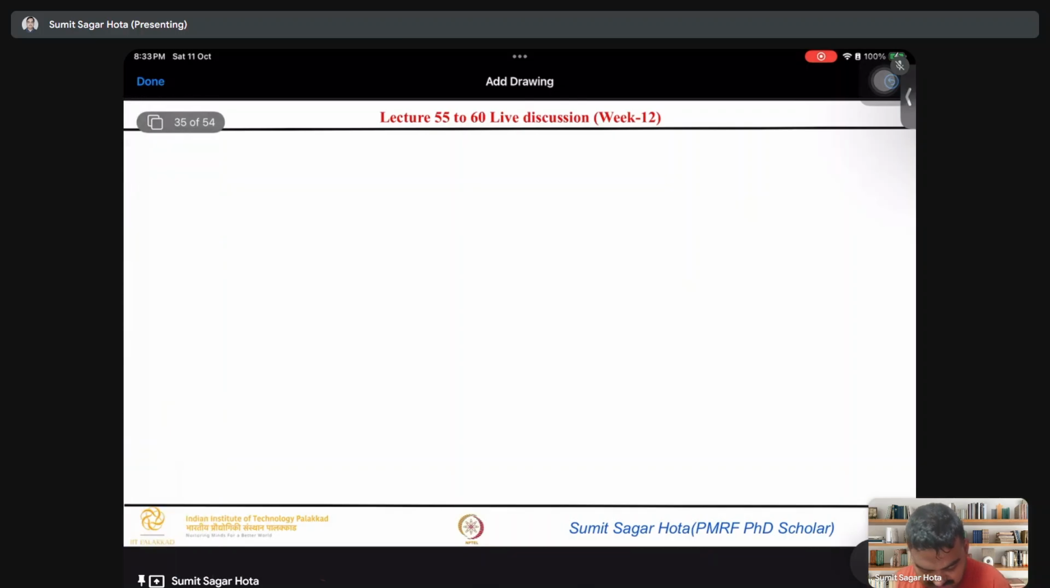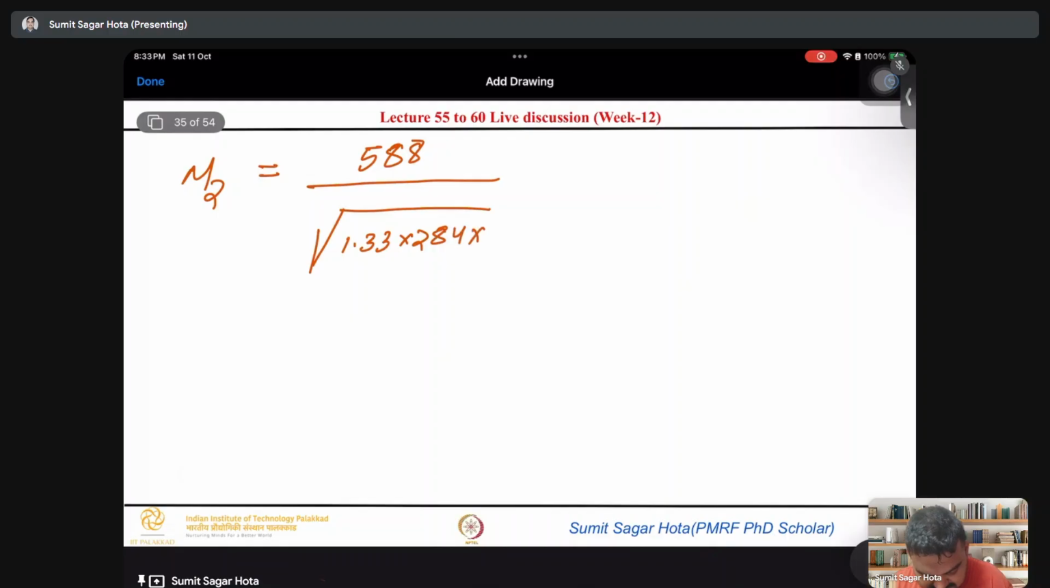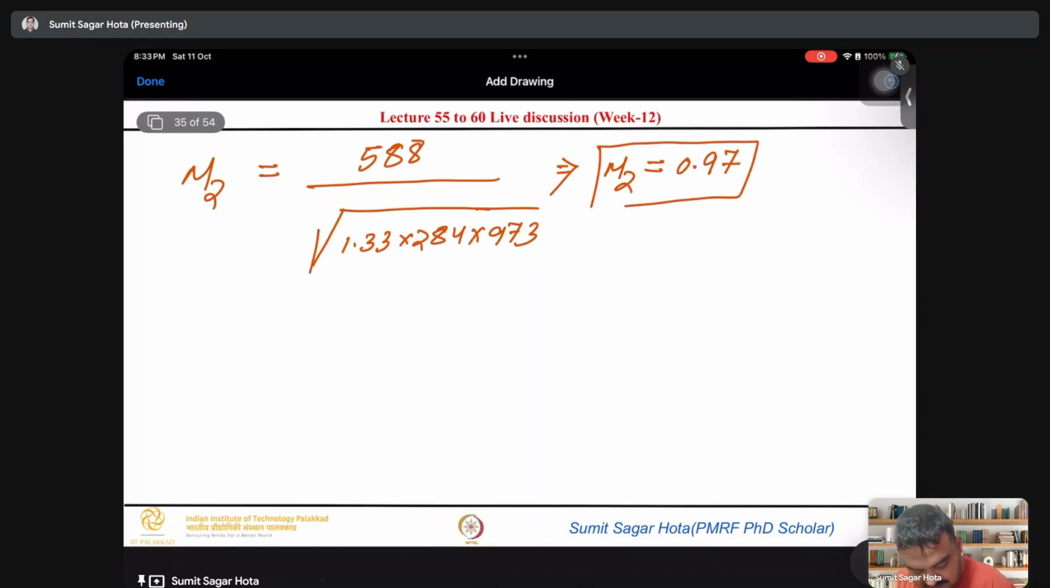Now we have everything to find out M2. M2 is equal to 588 divided by square root of 1.33 into 284 into 973. So M2 is equal to 0.97. Okay. So next go to the C bit.